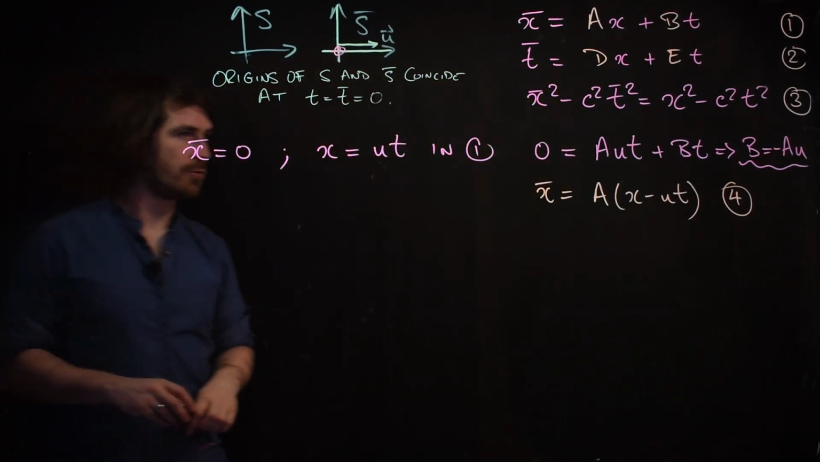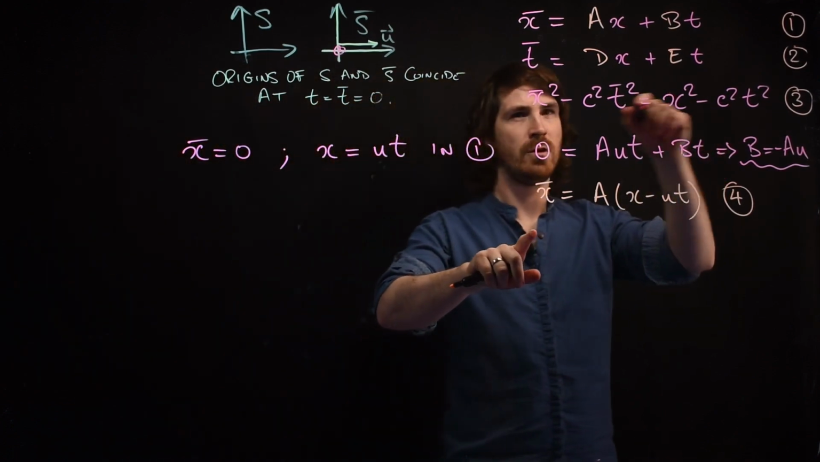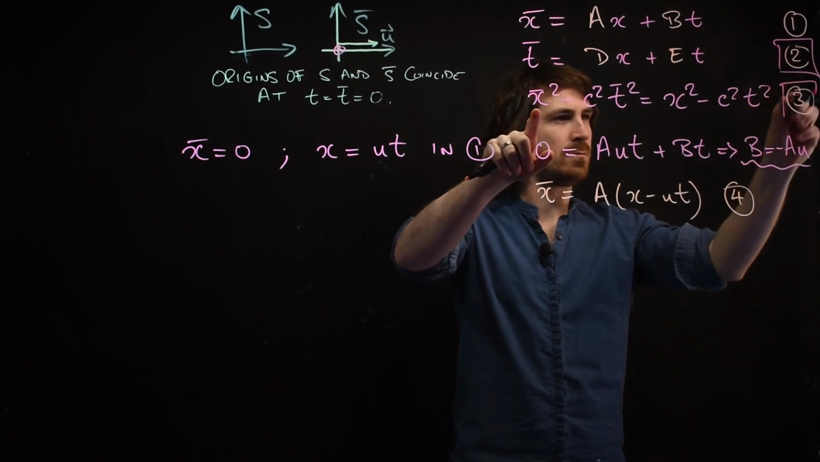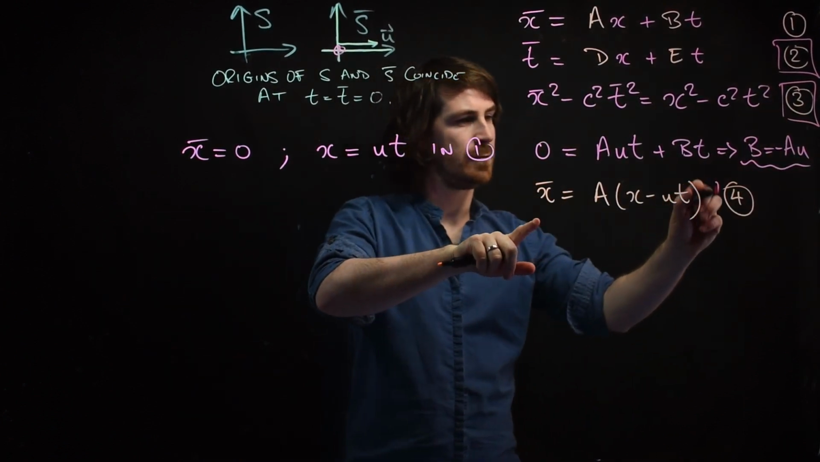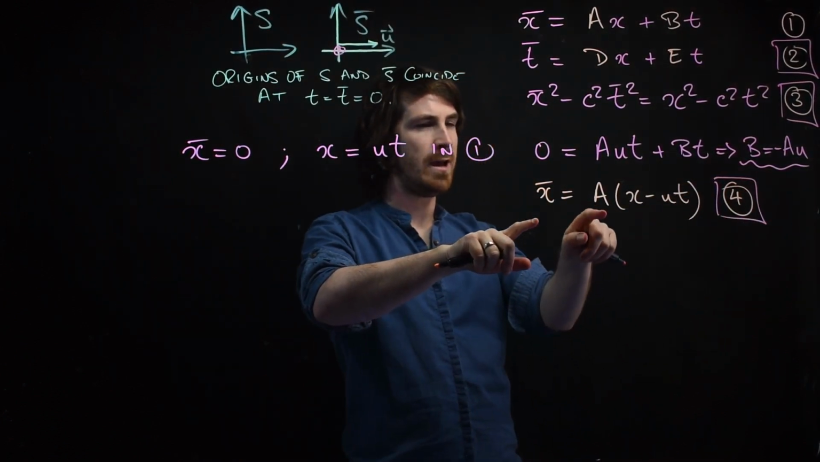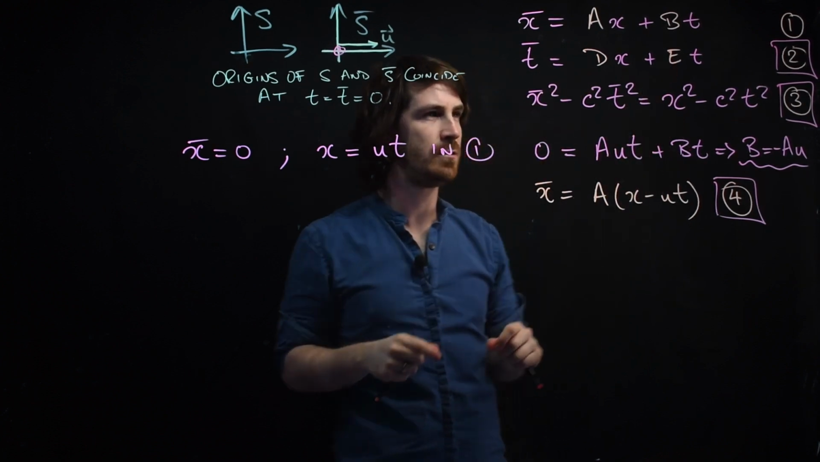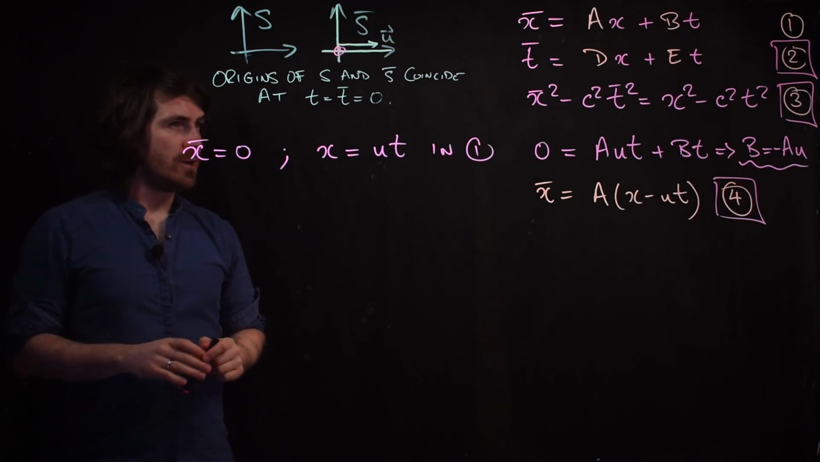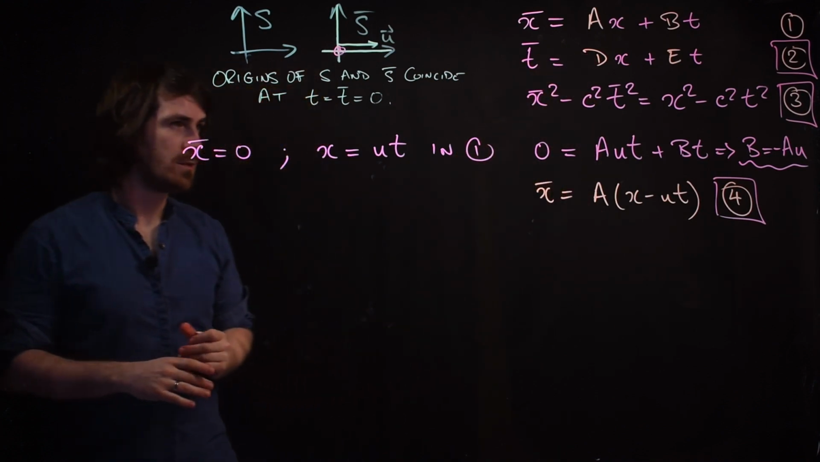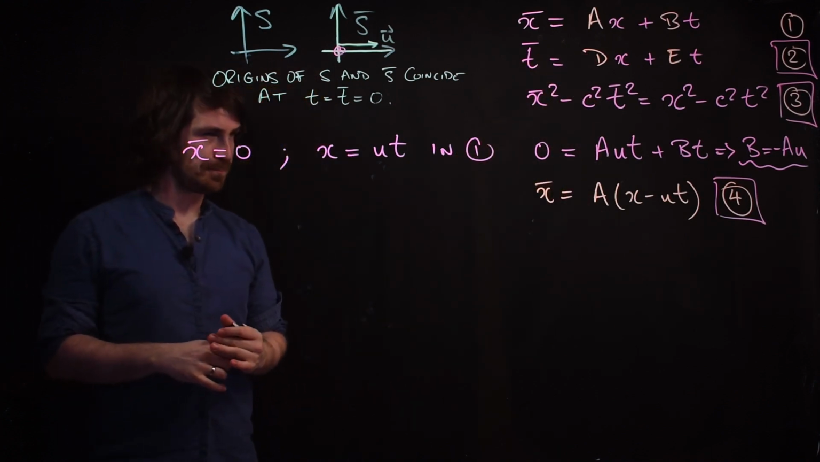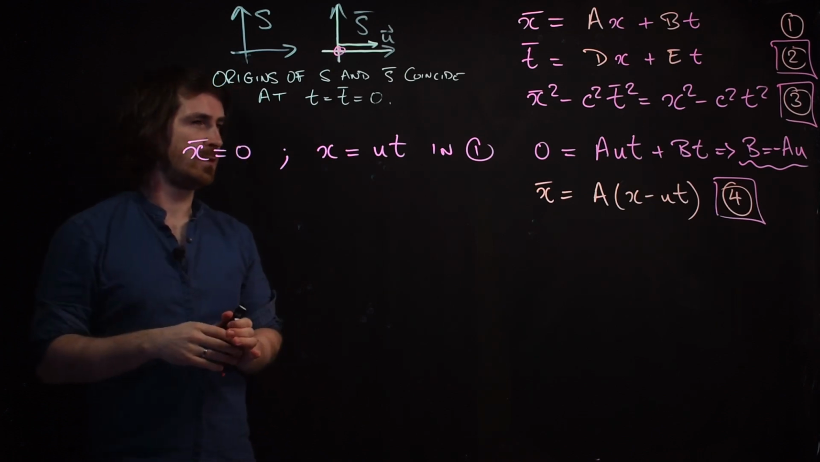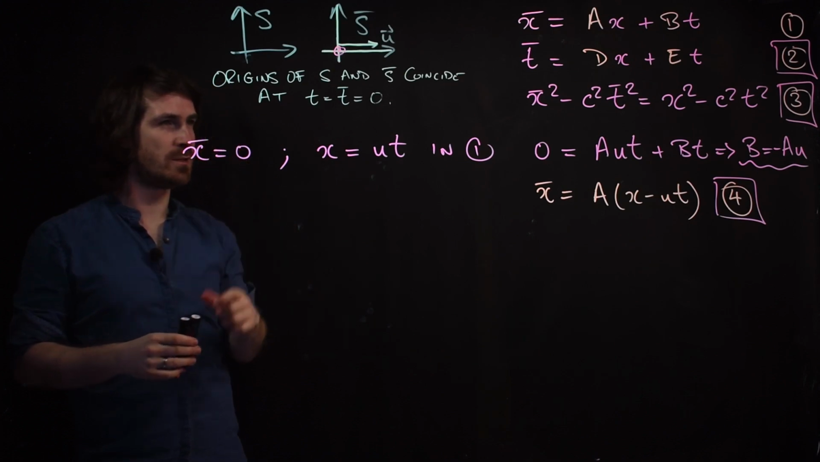Okay, so now we've got 3 equations. We've got the t-bar, we've got this invariance, and we've got x-bar. And we've got a, d, and e to be determined. So 3 equations, 3 unknowns, so we can solve this, and it's just a matter of some algebra. So let's proceed, and I want you guys to do this with me.